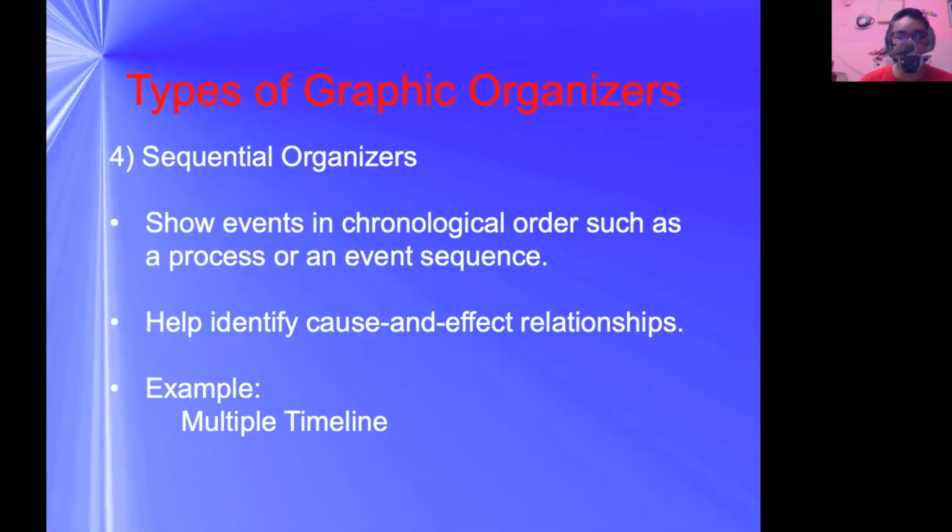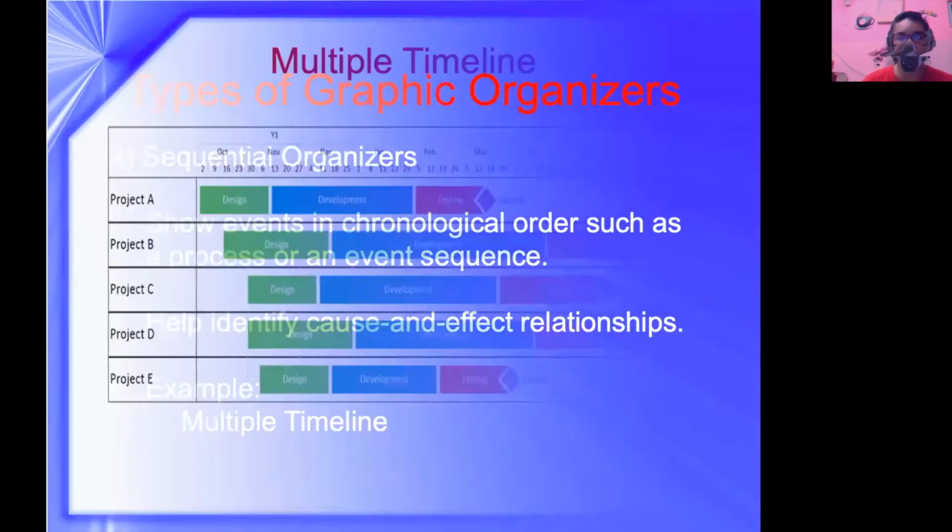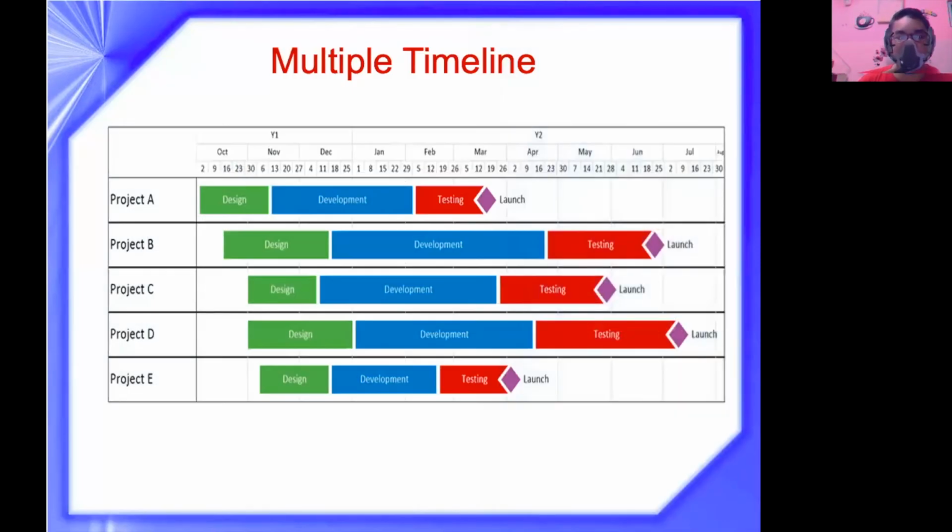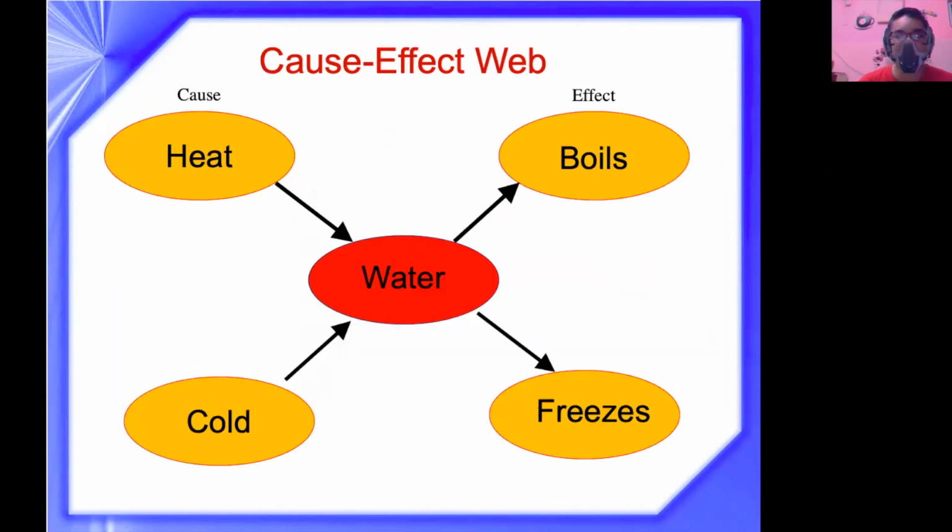And lastly, sequential organizers show events in chronological order such as a process or an event sequence. It will help identify cause and effect relationships. For example, multiple timelines. Tengok ni, yang ni lebih advance lah. Kalau awak dah bekerja besok, tengok projek ada banyak, ada sampai 5 projek dekat sini. Apa bentuk design, development, testing, launch, bila masa, cause and effect web.